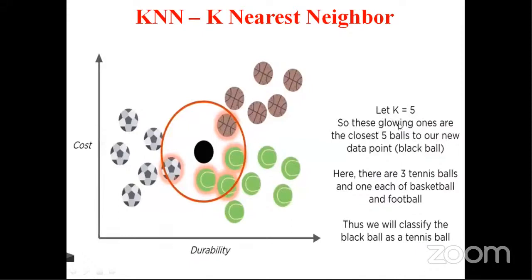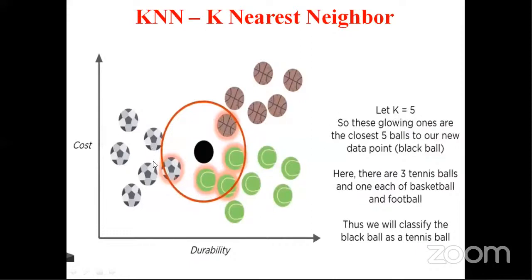It takes the k value in its mind. So here the k value is assigned 5, meaning from this data point, it is going to draw a circle with some radius in such a way that it covers 5 data points inside. The meaning of k is that it has to cover the nearest neighbors, 5 data points. So you can see here, these glowing ones are the closest 5 balls to our new data point, the 5 neighbors it has to cover.